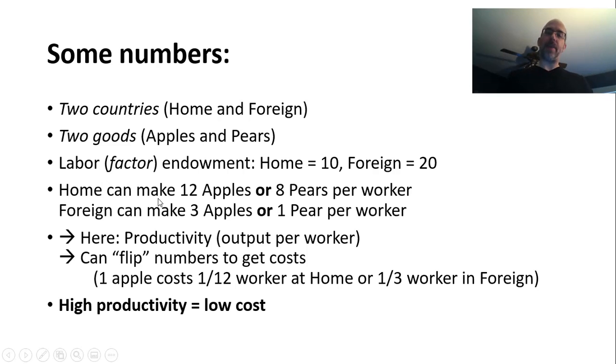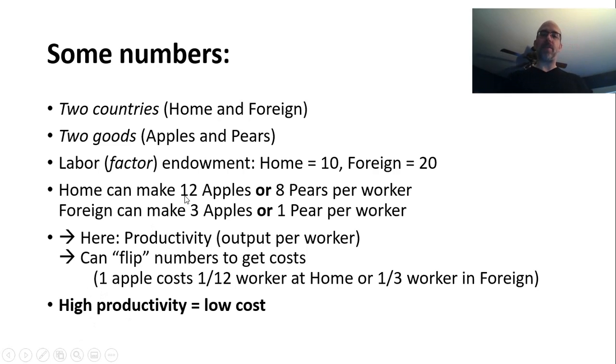And so home is going to be better. It's going to be richer because it makes more stuff. Foreign is larger. It has more people, but it's going to be a larger, poorer country. Home is smaller but richer. And I think I just kind of made it that way because a lot of times people think that the poor country is going to lose in some way.